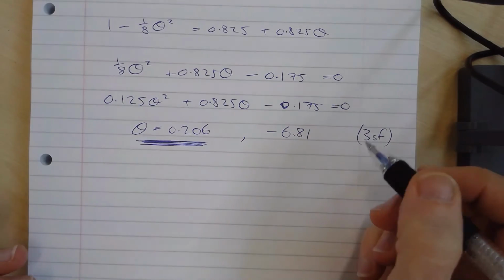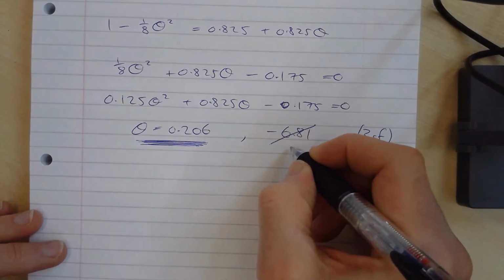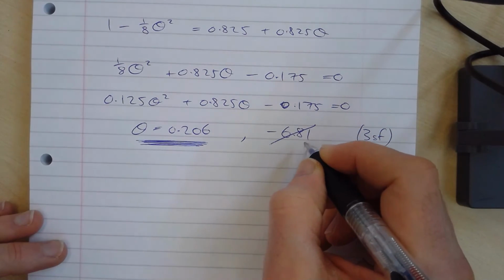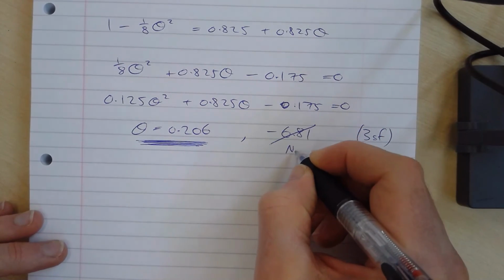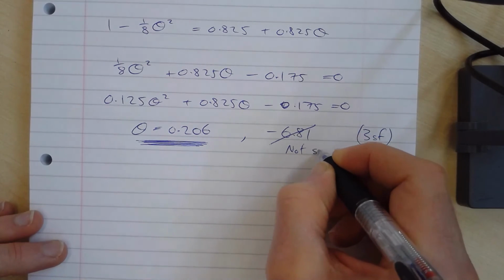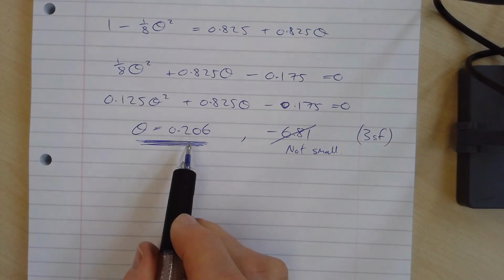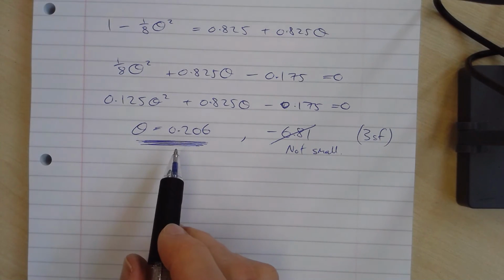A nice neat line through that, but so that you can still visually see that it was a 6.81 there. And then just put not small. So that 0.206 is our only answer. Okay, that concludes homework 5.